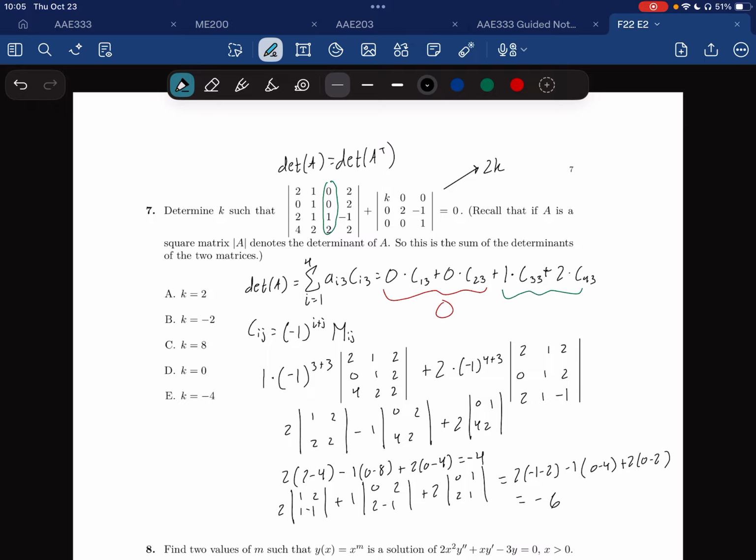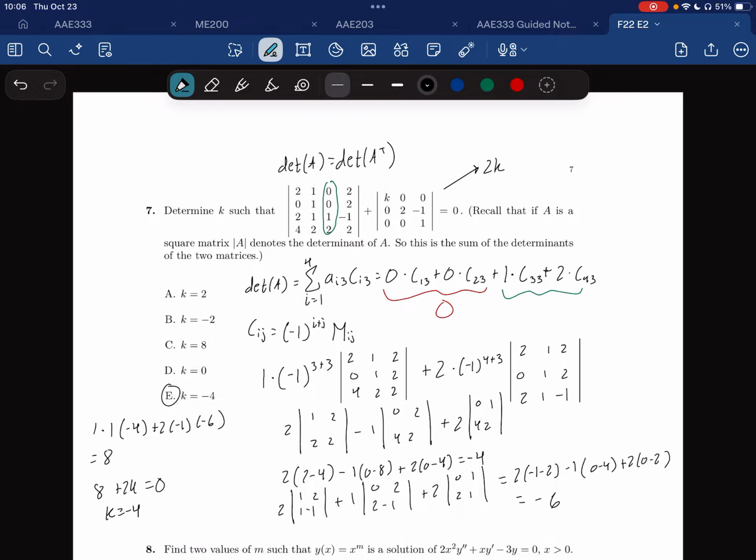How, you may ask? It's because this becomes 1 times 1 times -4, plus 2 times -1 times -6. This is equal to 8. So 8 plus 2k equals 0. k is equal to -4. Answer is E. I hope that makes sense.